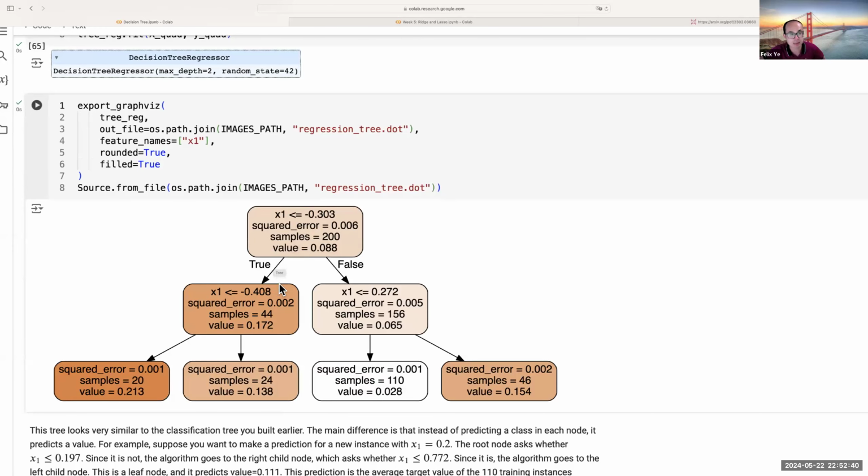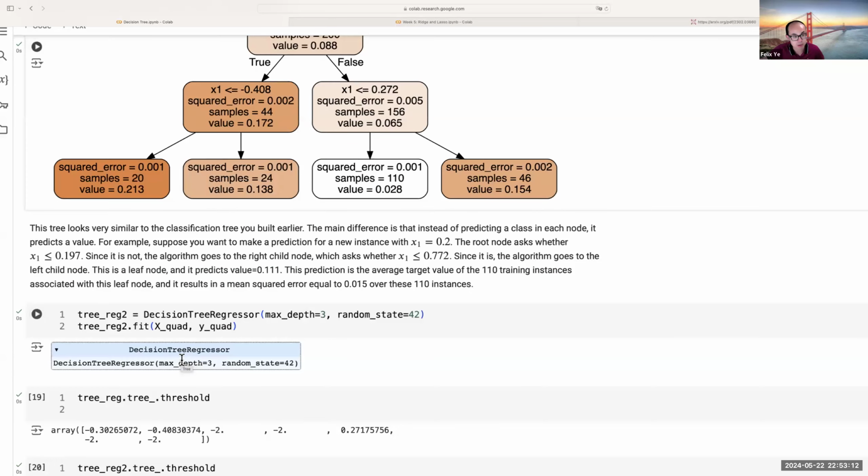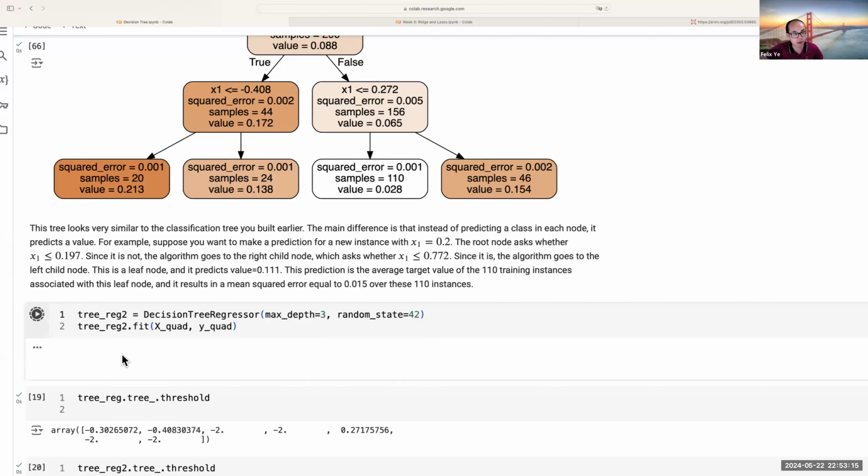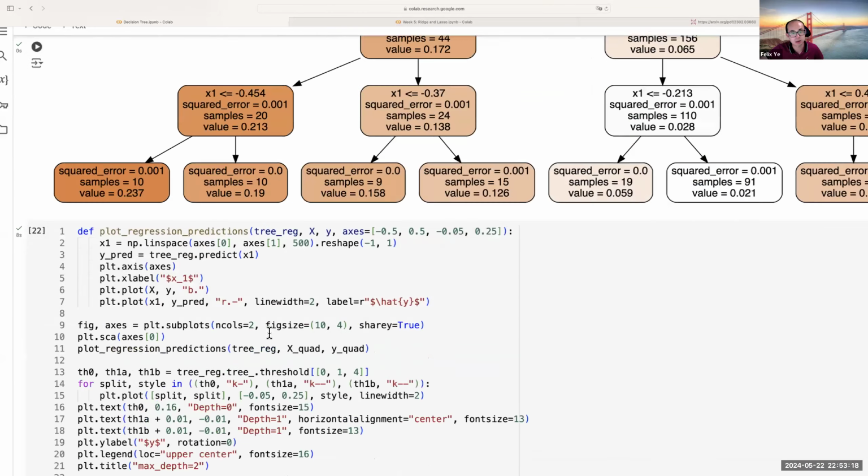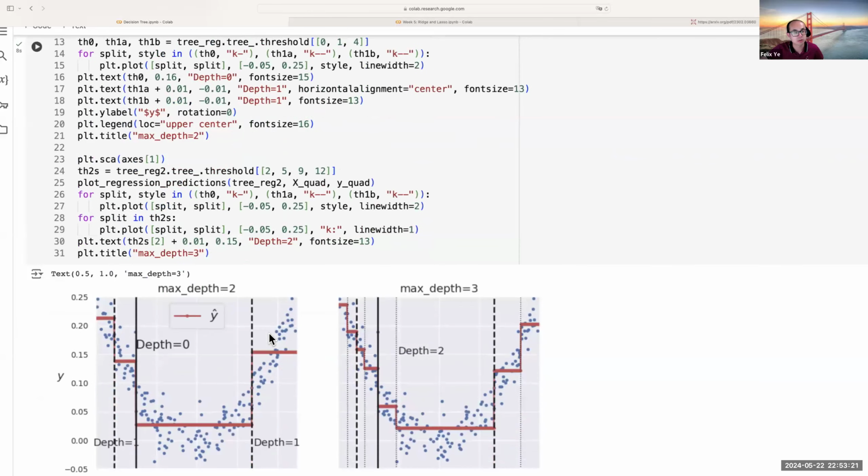That means for everything that is less than or equal to minus 0.3, the value will be 1.72. And then if this is further smaller than minus 0.4, the value will be 0.213 and so on. Right? So at each interval, it is using a constant to approximate the data. We can plot this out as well, and we can do this.